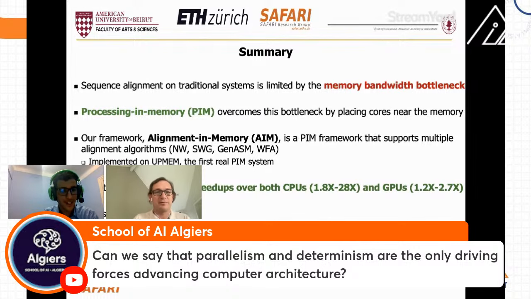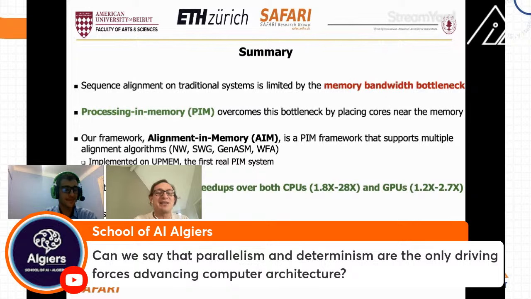Can we say that parallelism and determinism are the only driving forces advancing computer architecture? Parallelism and determinism, you said? Yes. I'm not sure. I mean, parallelism is certainly important. I wouldn't say it's the only force because there has been a lot of work done for energy efficiency, for example, right? And it's not necessarily taking advantage of parallelism. In processing near memory, you're taking advantage of parallelism and energy efficiency improvements at the same time. But I wouldn't say they're the only forces.